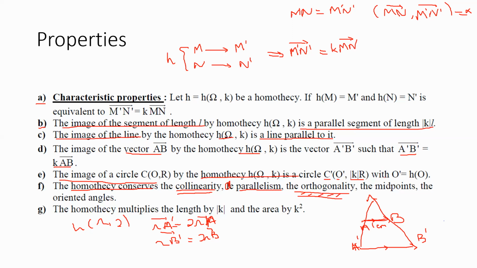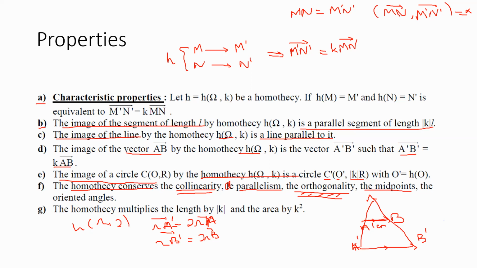The midpoint. The dilation, the homothety, multiplies the length by K and the area by K squared, the last one. Next time we'll take examples on these.